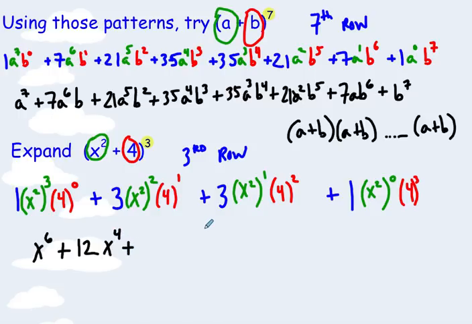Okay, and then this next one, we have x squared to the 1st, which is just x squared. But then we have 4 squared times 3. So that would be 16 times 3. And that's 48. So then we have 48x squared. Okay, and then this last one, x squared to the 0 is 1, so 1 times 1, and then we have 4 to the third. So 4 to the third is 64.